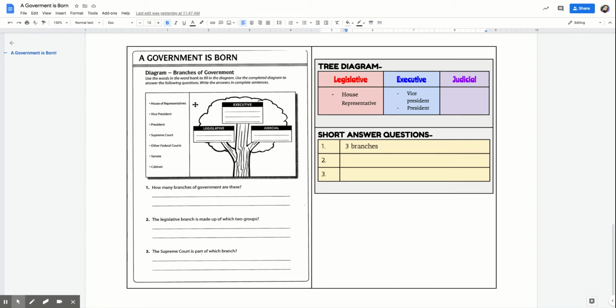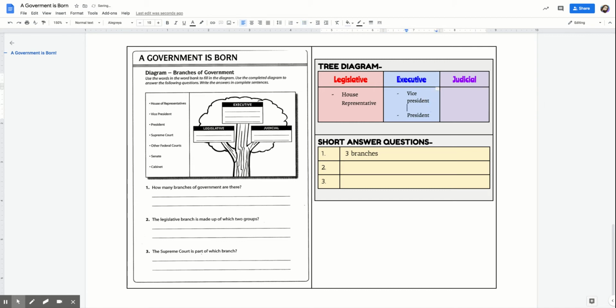So we have said that the House of Representatives is in the legislative branch and that the Vice President is in the executive branch. And we said that the President is in the executive branch. And now we have the Supreme Court, and the Supreme Court is in the judicial branch. So type Supreme Court. And they are the one with the 9 justices. And the president is the one that appoints the justices to the Supreme Court.